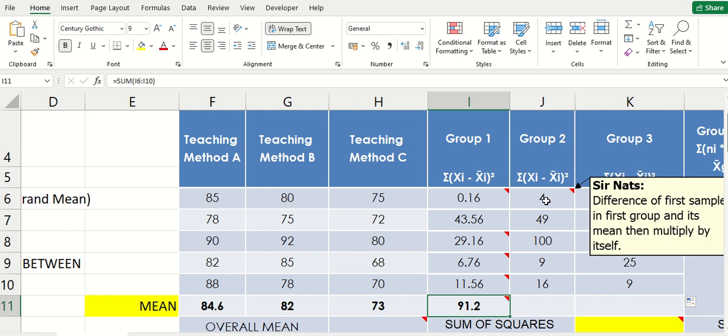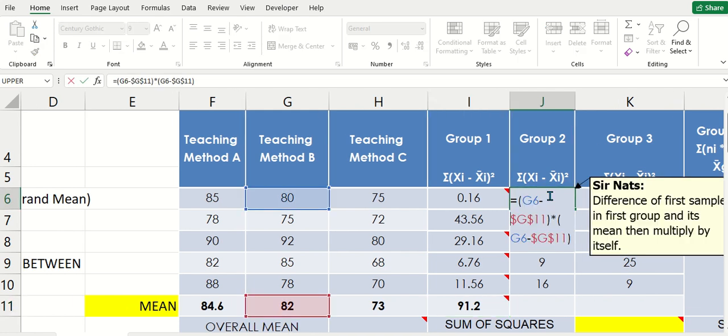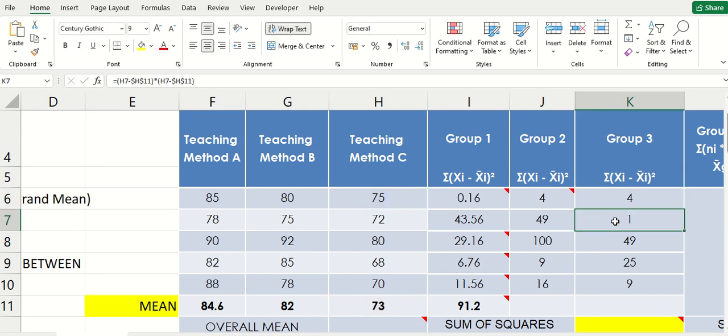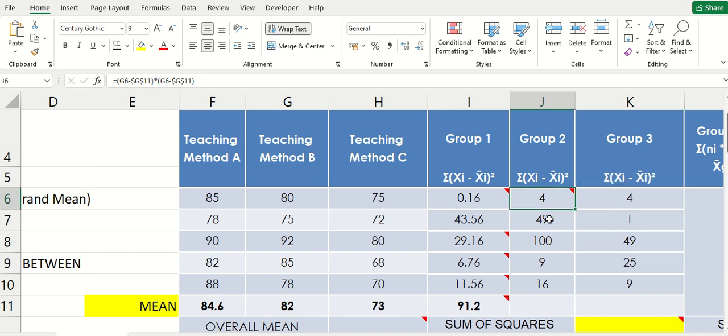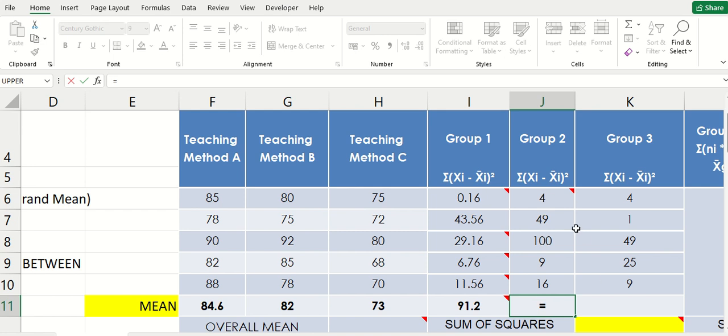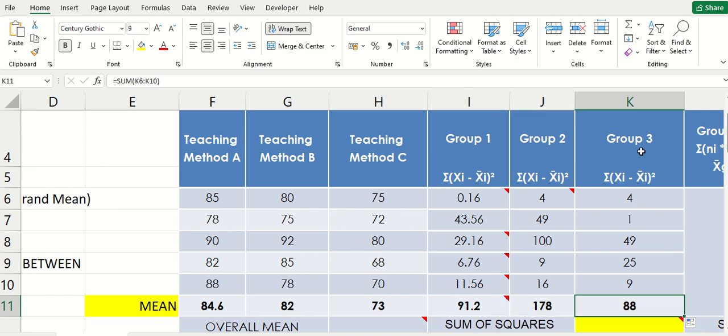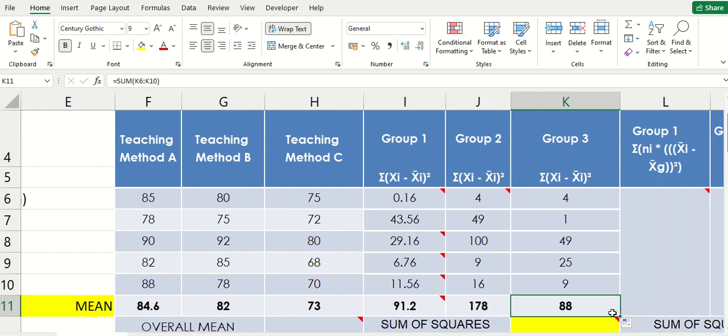So you can check if I'm correct. Okay, very good, I'm correct. These are all the values of the difference of the number you want to find with your own mean, multiplied by itself. Then you add all this together, and you will have the sum of squares of group 2, and then do it also with the other one, the sum of squares of group 3.